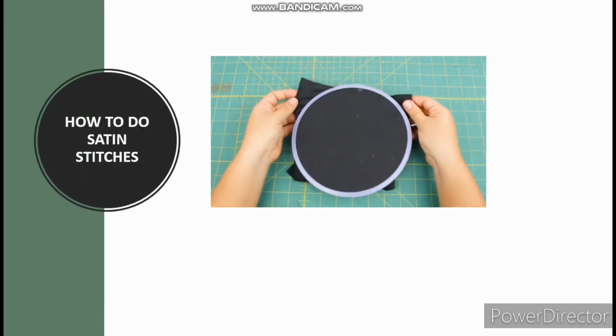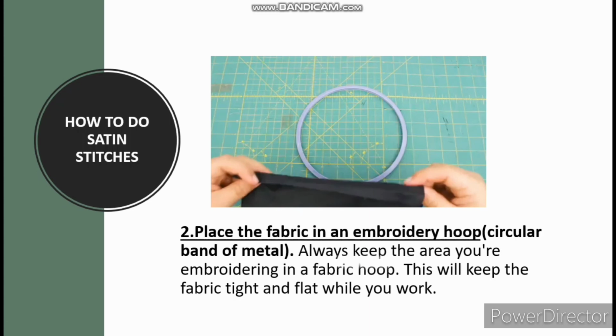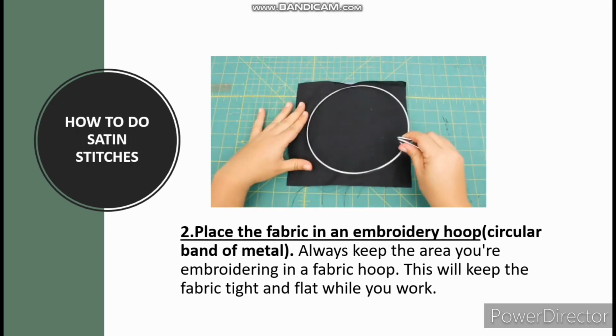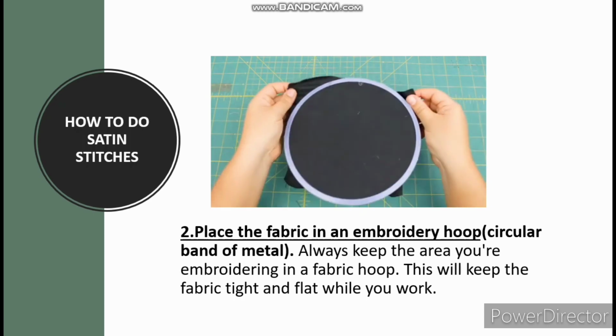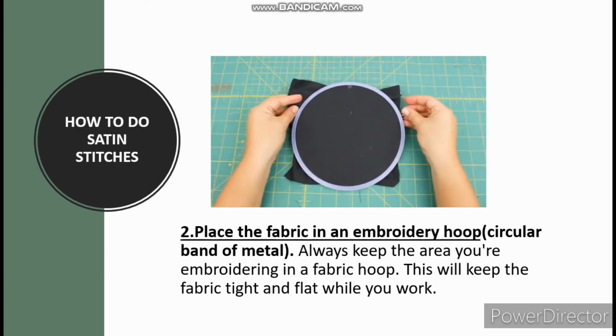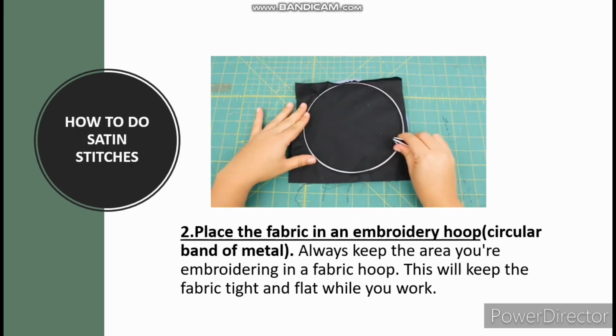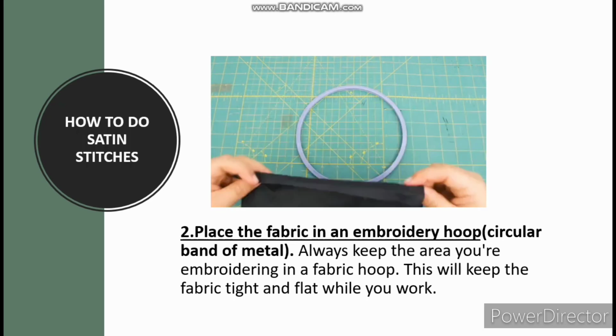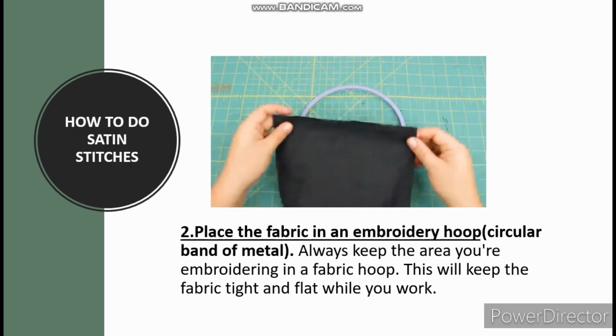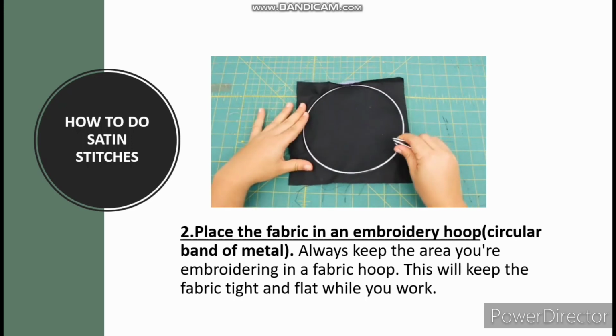Next, place the fabric in an embroidery hoop, that is a circular band of metal. You can watch the short video to see it. Always keep the area you are embroidering in a fabric hoop. This will keep the fabric tight and flat while you work. You can see it.